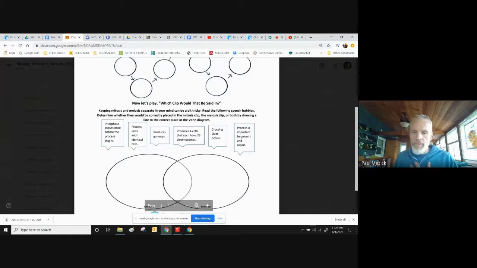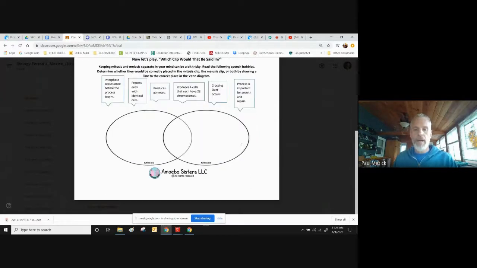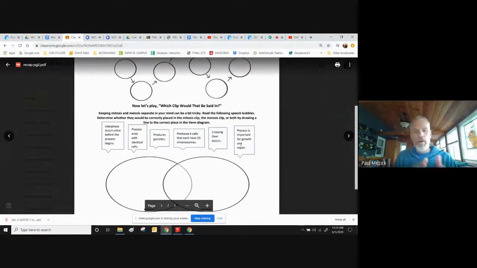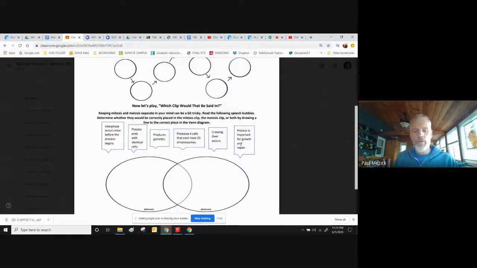Process is important for growth and repair. So which of the two processes, mitosis or meiosis, would be best suited for replacing cells in the event they were injured? And which one would be best for the process that produces cells that with another cell can make a new organism? So that's what they're getting at there. Again, the video will piggyback off of this assignment. I would watch those two simultaneously.